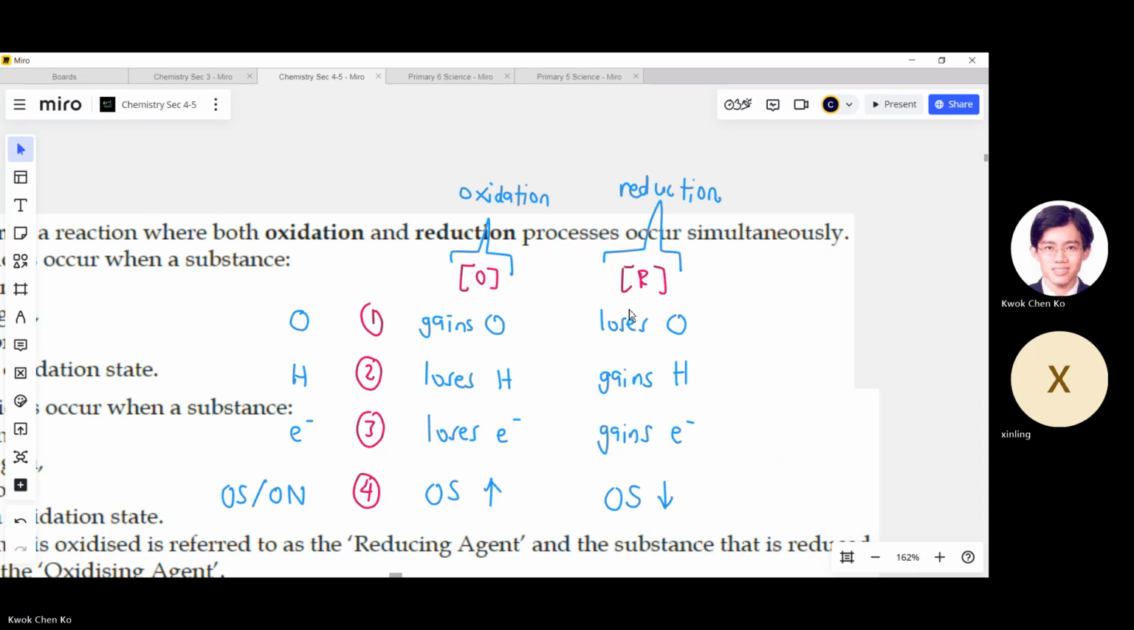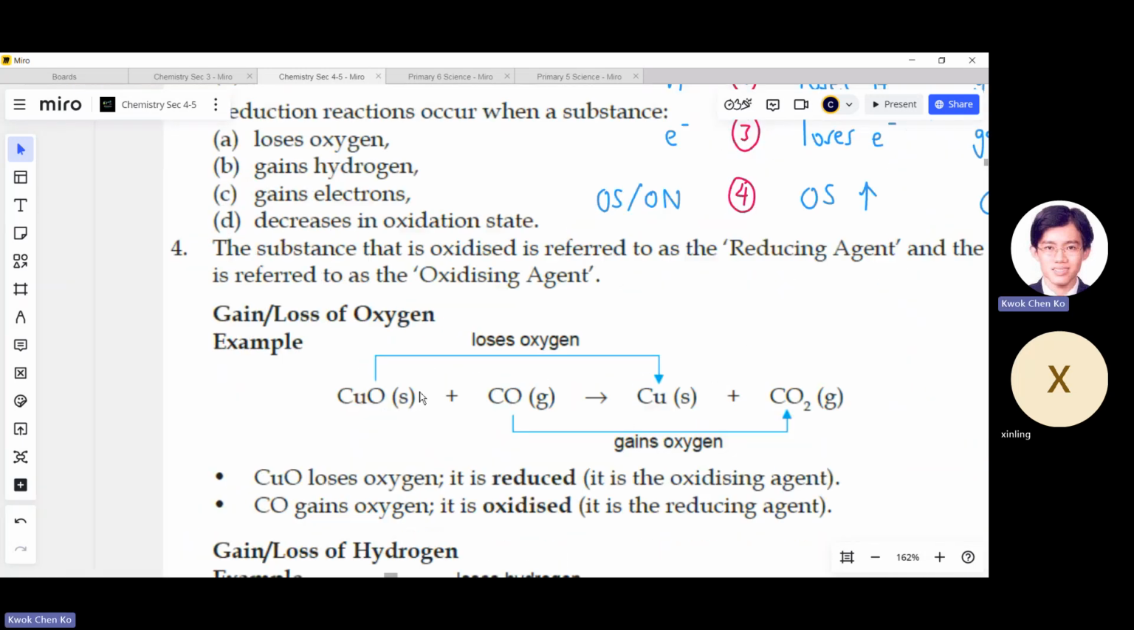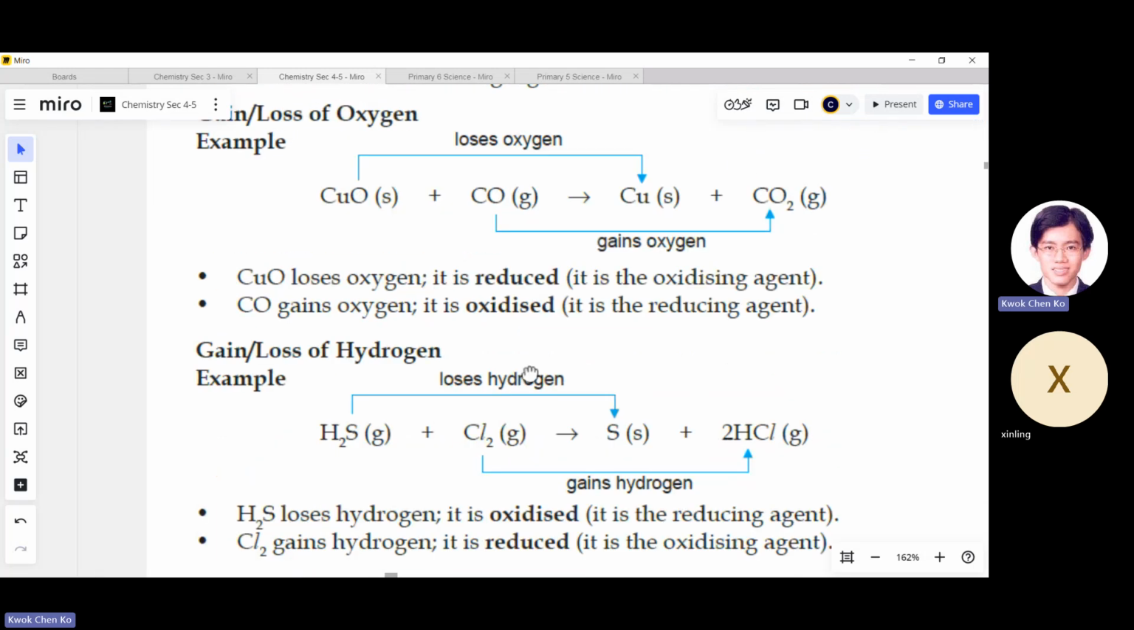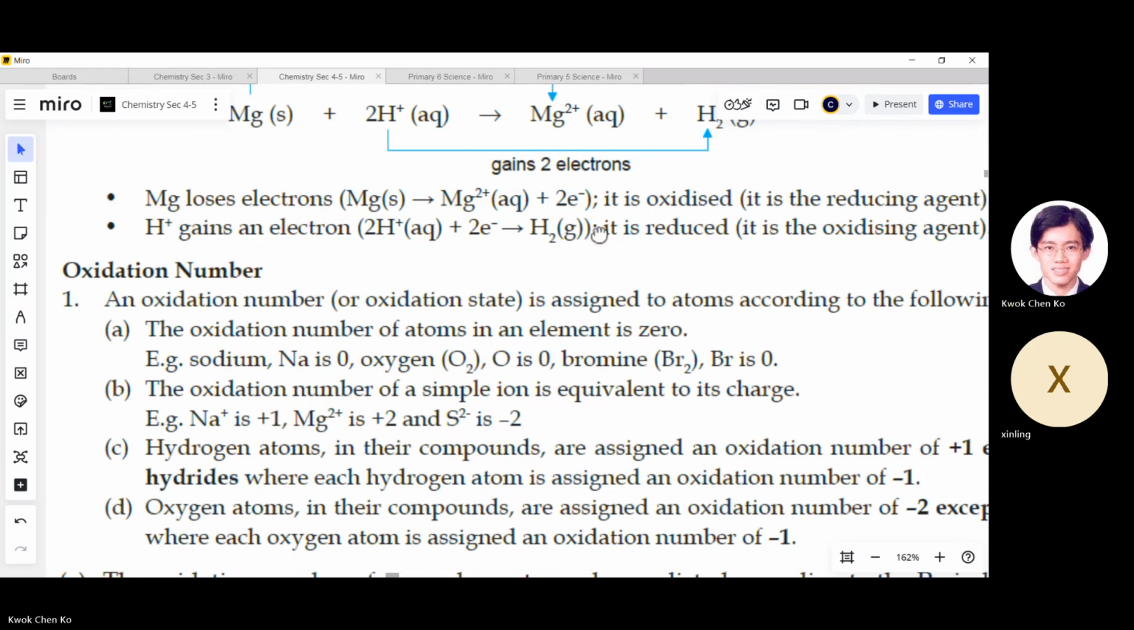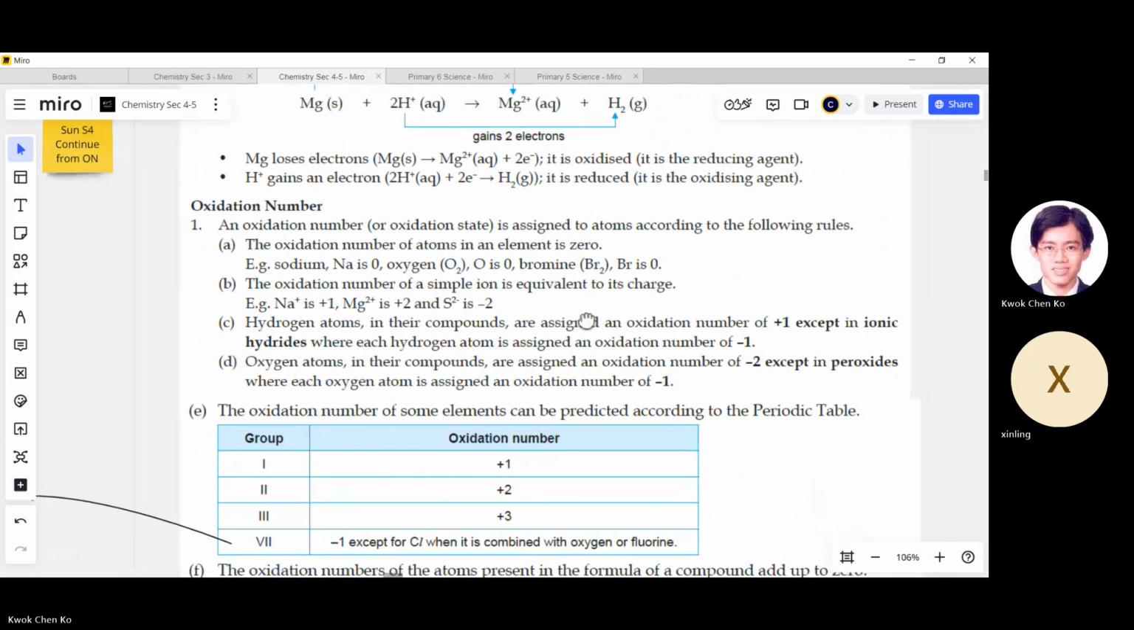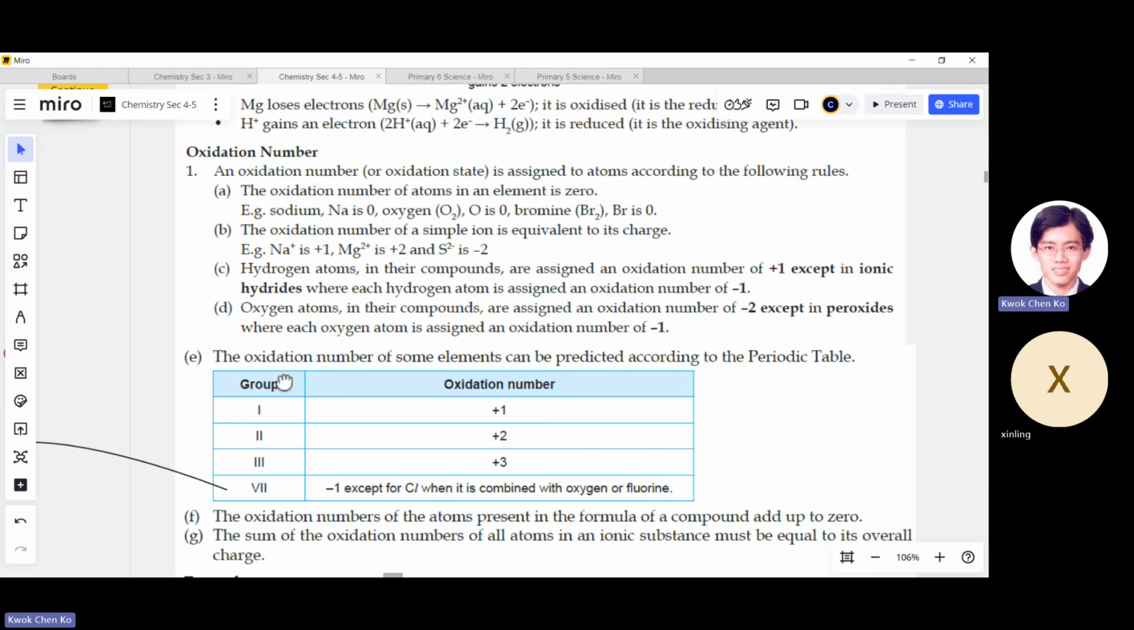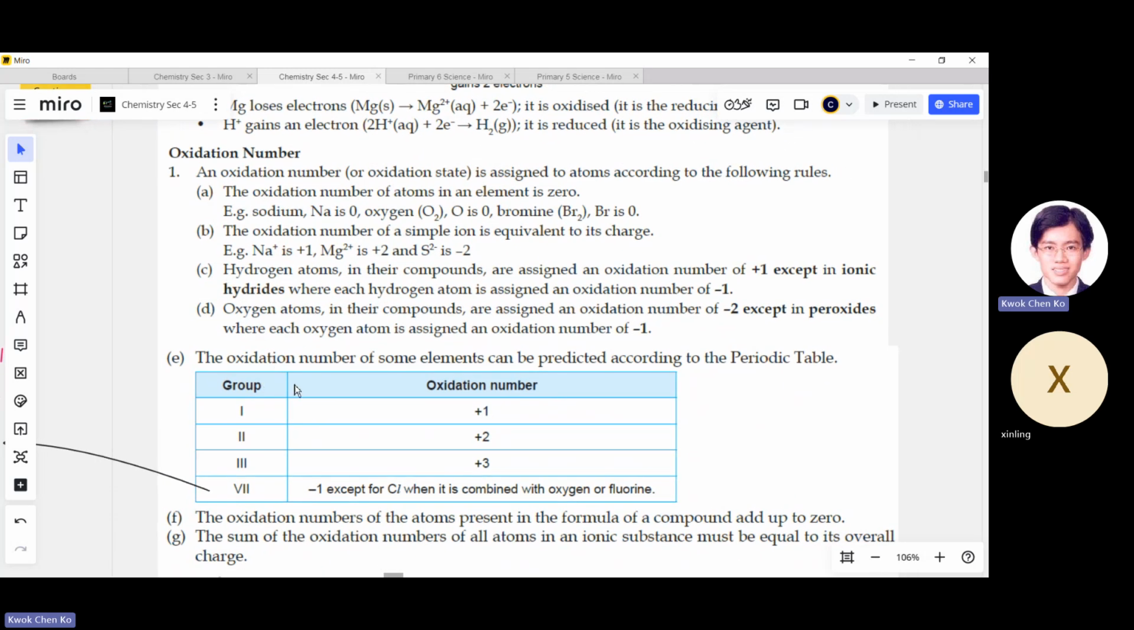Okay. Now, let's go to the last part. By looking at oxidation state, oxidation number, you have 7 rules: A, B, C, D, E, F, G. You're supposed to remember the 7 rules, but after you practice enough, you should remember them automatically. Okay, look at rule number 1. Element oxidation number is 0. Okay, tell you what. I'll look at the example then.